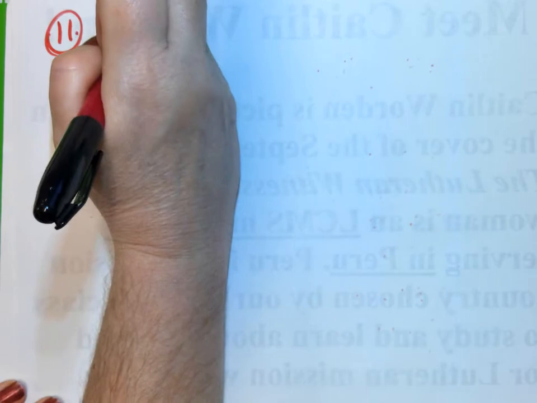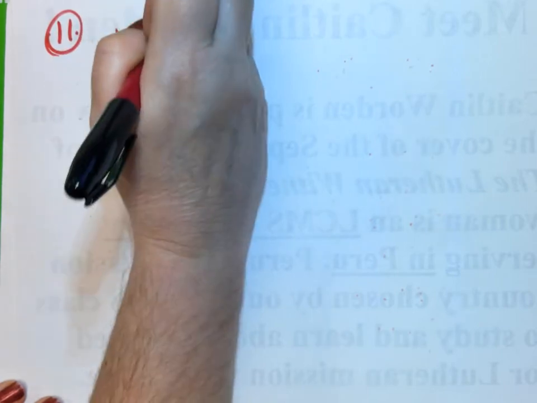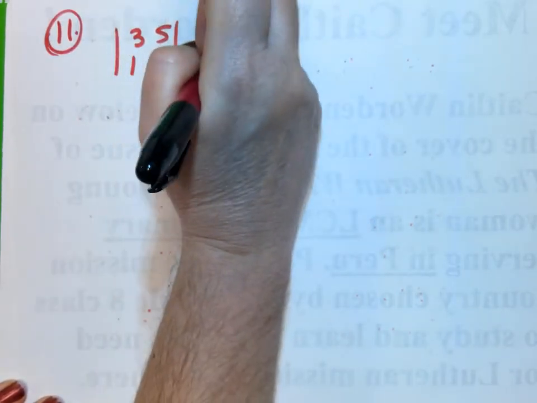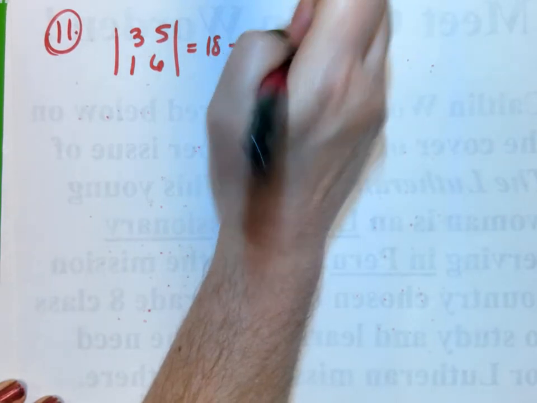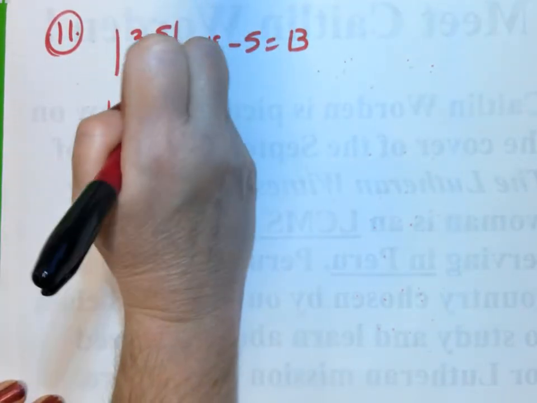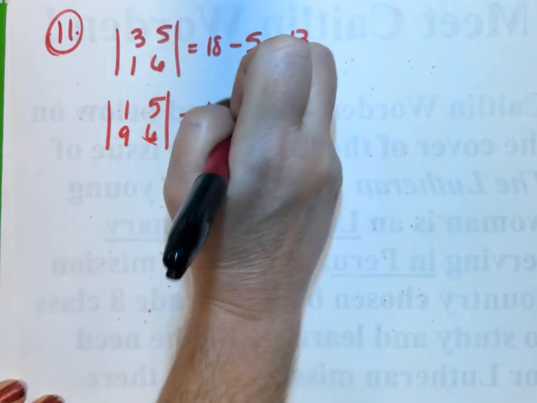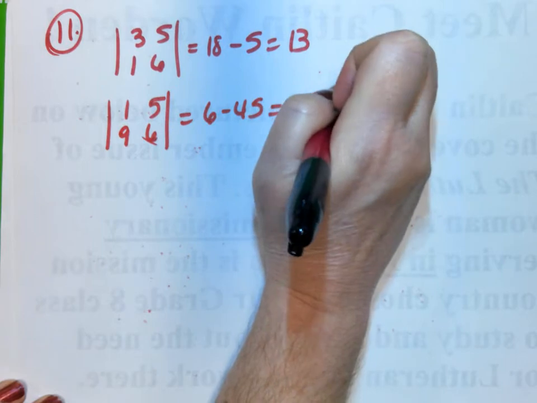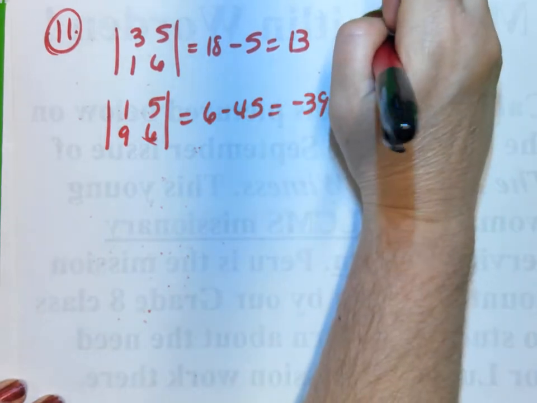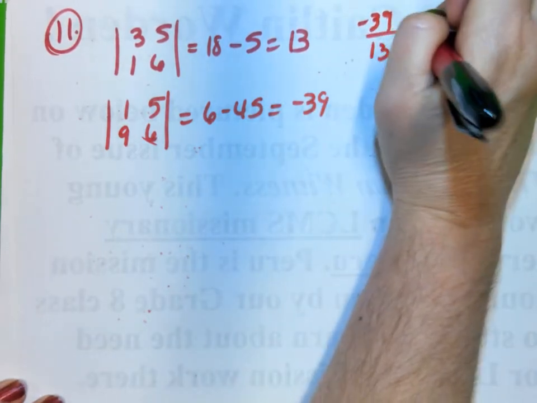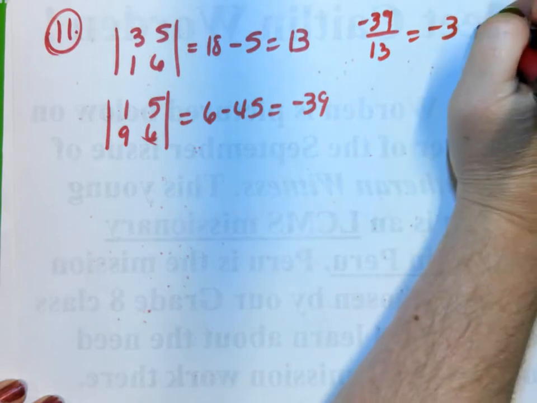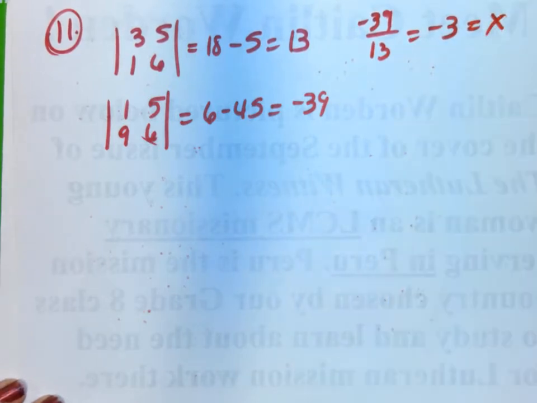Number 11, Cramer's rule, my favorite rule. So we start with the determinant, 3, 5, 1, 6. Multiply them out. 18 minus 5 is 13. Replace them. 1, 9, 5, 6. That's 6 minus 45, which is negative 39. Negative 39 over 13 is negative 3. So x is negative 3.